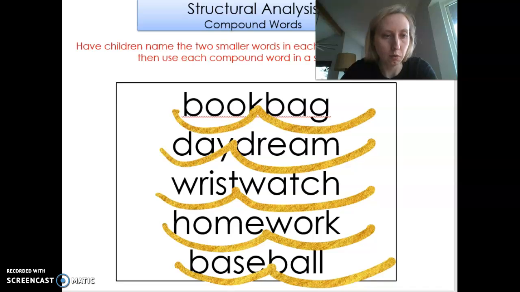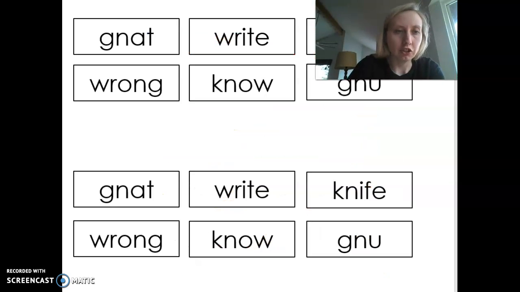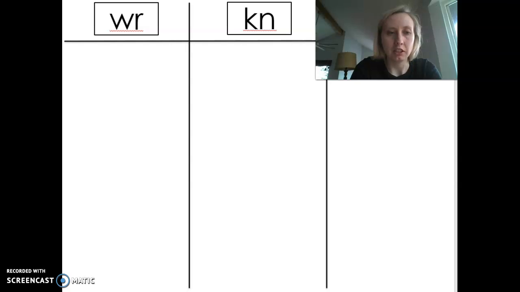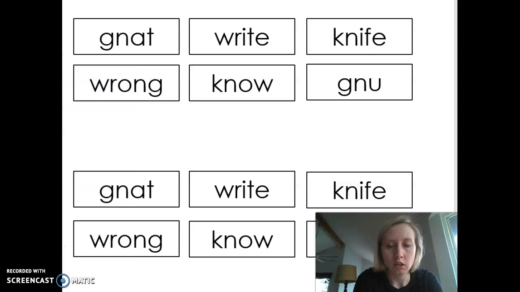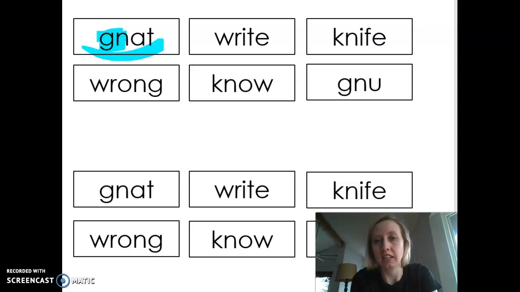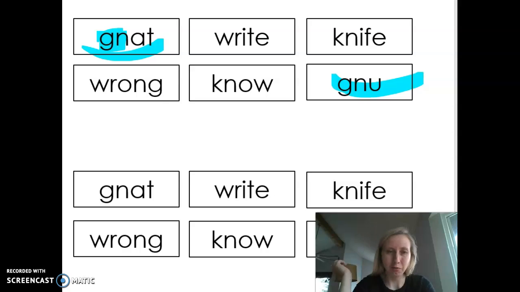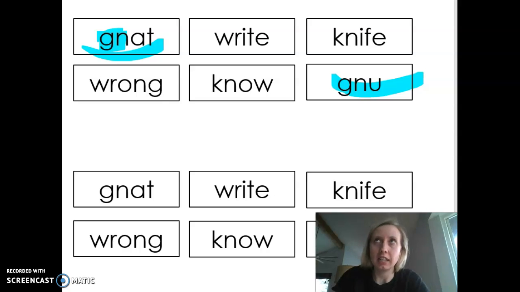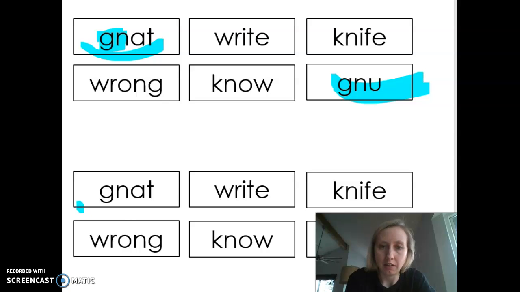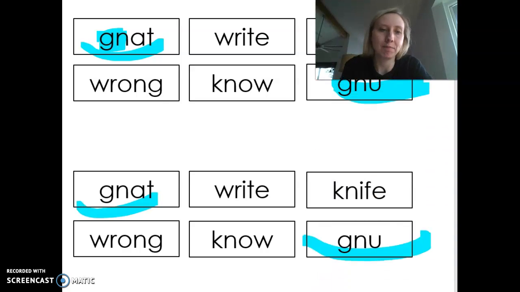Okay, let's keep going. So I'm just going to show you these. They want us to put them in a little chart, but I'm just going to circle them in different colors. So let's do the GN as blue. So gnat, that's not GN, no. Gnu. A gnu is a type of animal in Africa. We don't really see them here. I actually didn't even know what gnus were until I taught this lesson. So we have gnat and gnu, gnat again, and gnu again. Okay, that's fine.